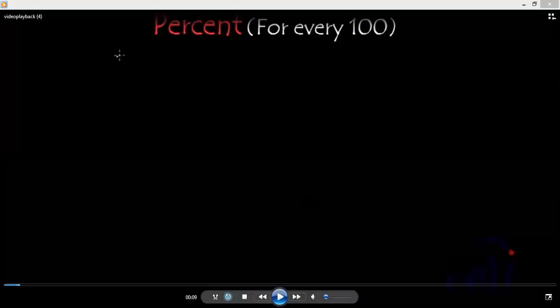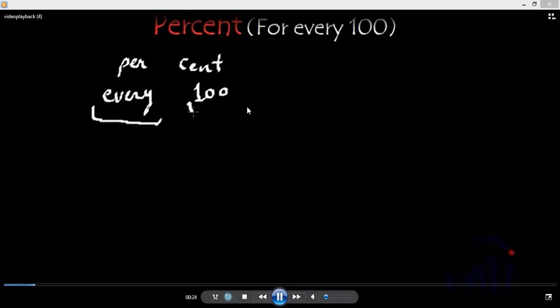Hello everyone. Today, inshallah, we are going to start learning lesson 29, which is percent. First of all, we want to know what is the meaning of the word percent. The suggestion is to divide it into two parts. The first part is per, the second one is cent. Per means every and cent means 100, which means we will compare the part for every 100 pieces.